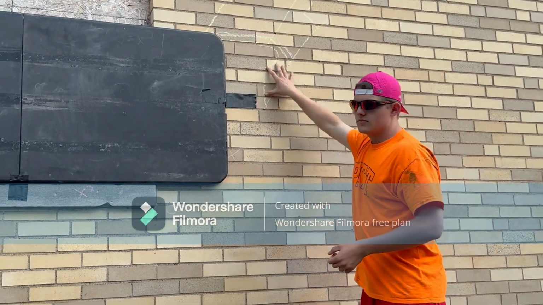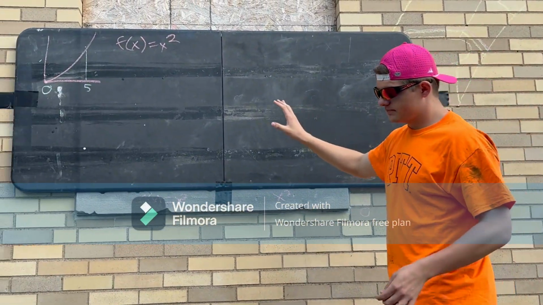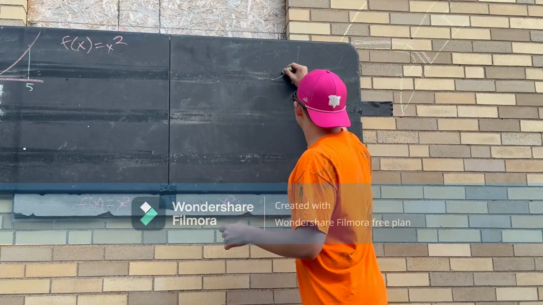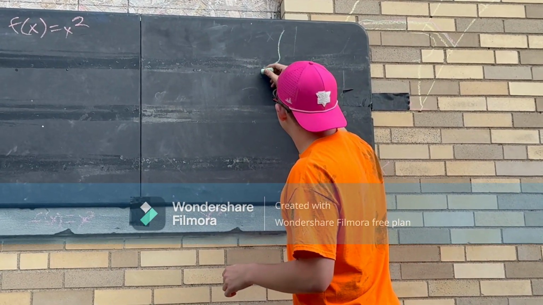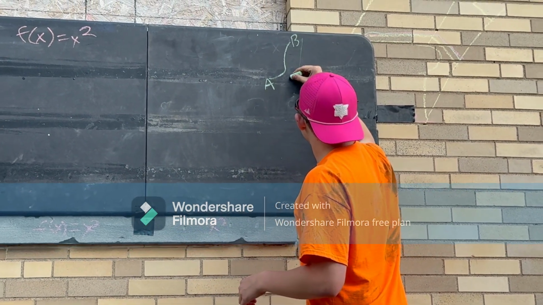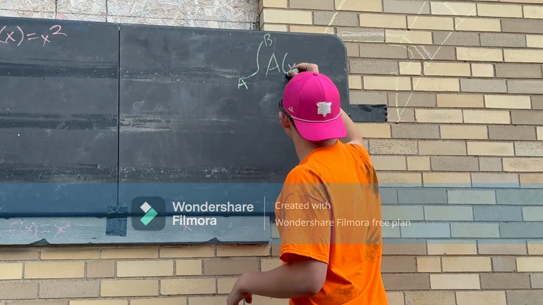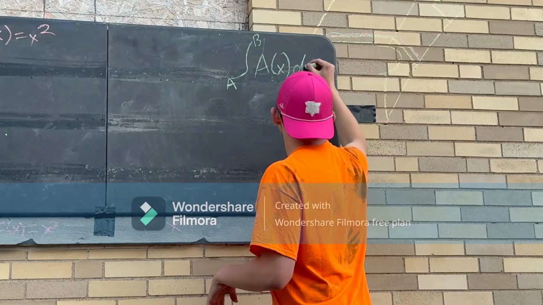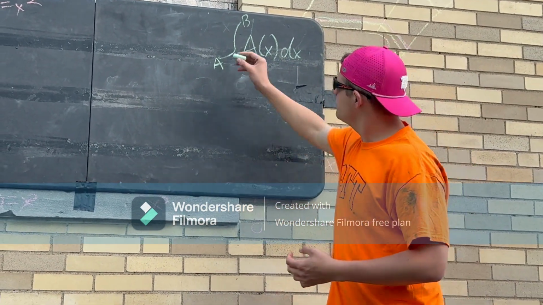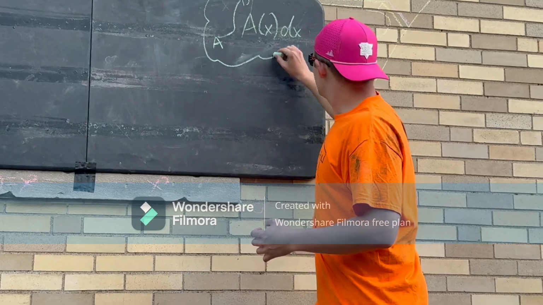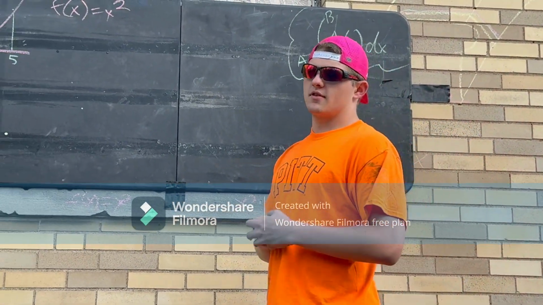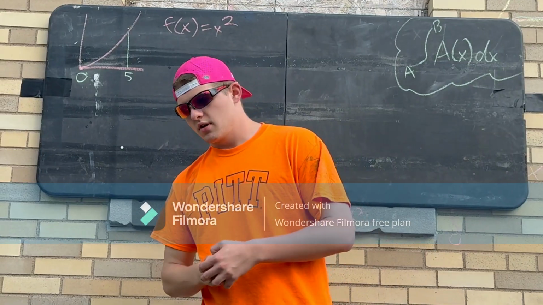So, using an analogy, let's come over here. The equation for that is as follows. Integral from A to B, A of X, dx. That is our main equation. Right? So, there's many different forms of the cross section that we can look for.